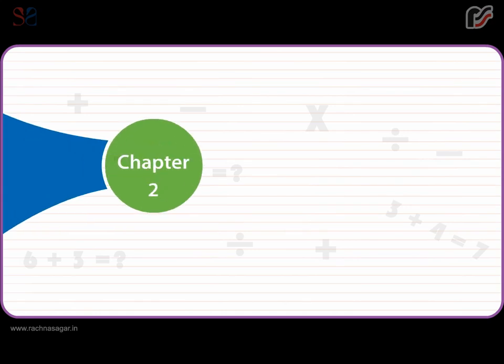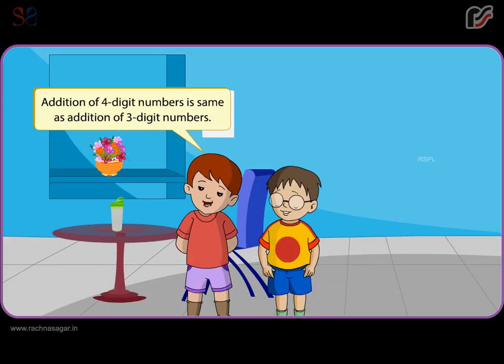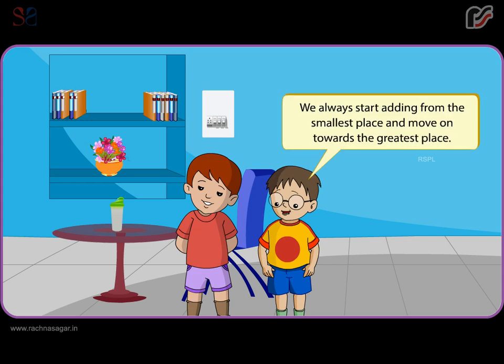Chapter 2 Addition. Adding 4-digit numbers without carryover. Addition of 4-digit numbers is same as addition of 3-digit numbers. We always start adding from the smallest place and move on towards the greatest place.